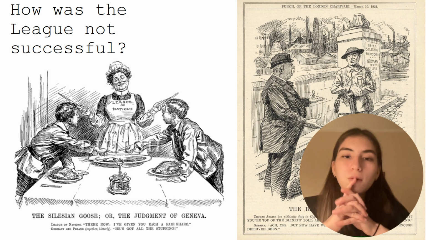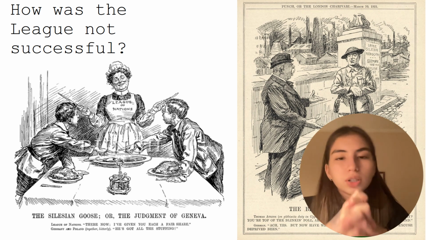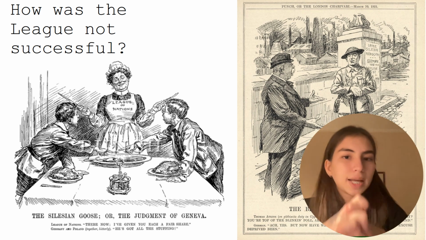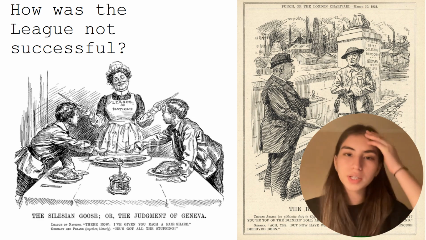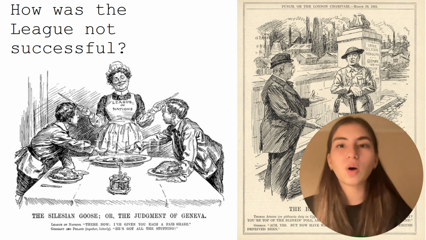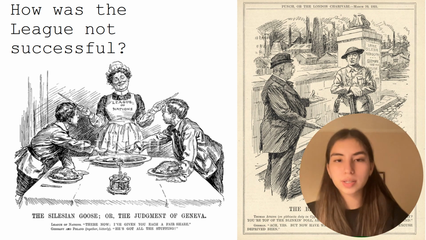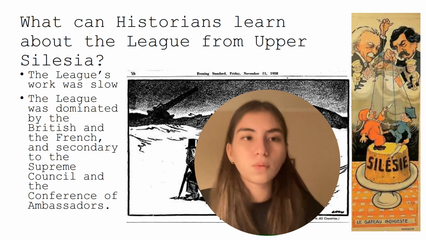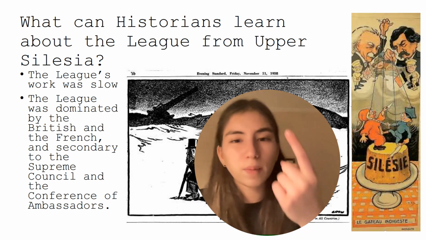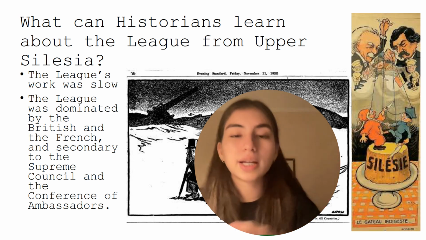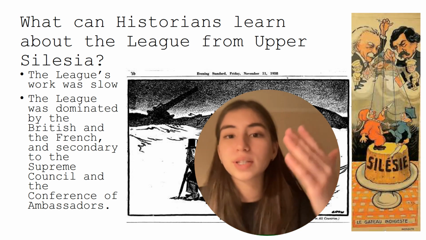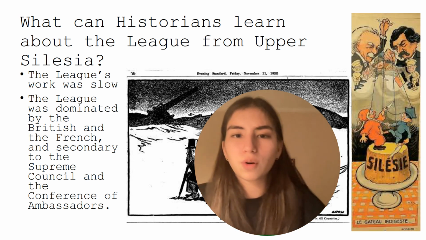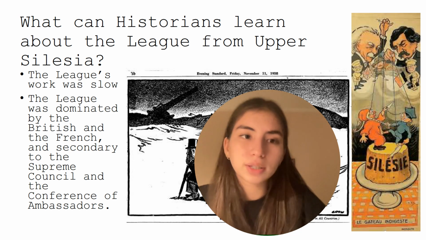So how was the League not successful? Upper Silesia is mainly a success. However, it can be said to not have been successful because, first of all, we can see one flaw of the League of Nations from it. One, that the League's work was slow. It took one year to issue a report on the crisis, and in the meantime, localized riots were still taking place. And that's a pretty minor flaw, but still a flaw.